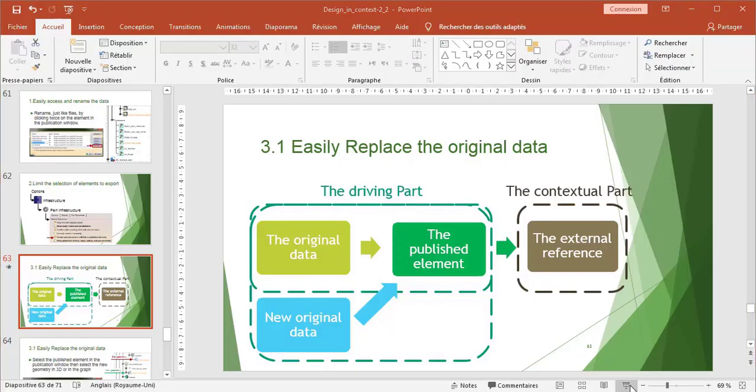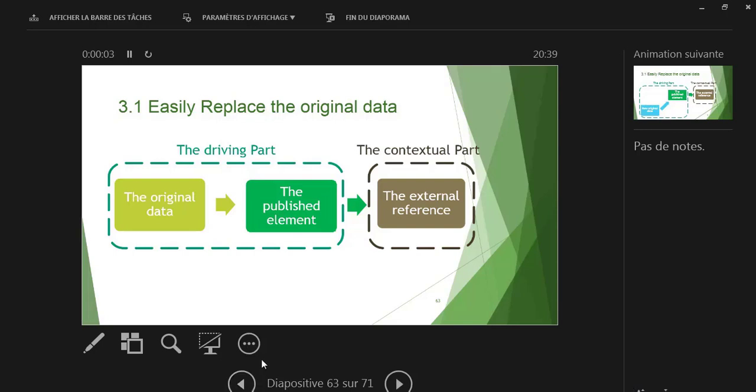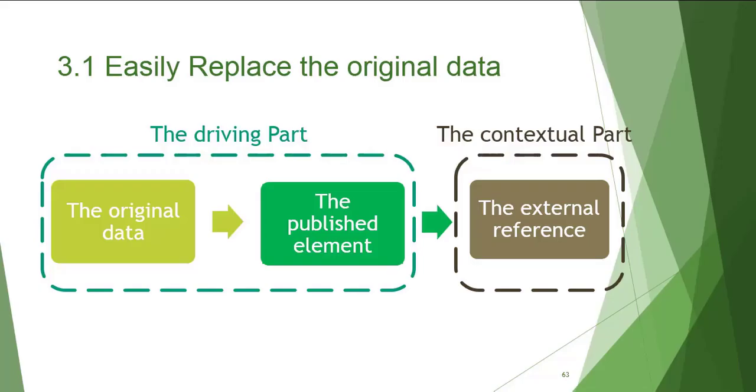Now we'll see how to replace a publication. There are different things to replace. Let's see this as a typical link between two parts. The driving part controls the contextual part. Inside the driving part, there is the original data and the shortcut, the original data and the published element. And this published element sends the information to the external references.